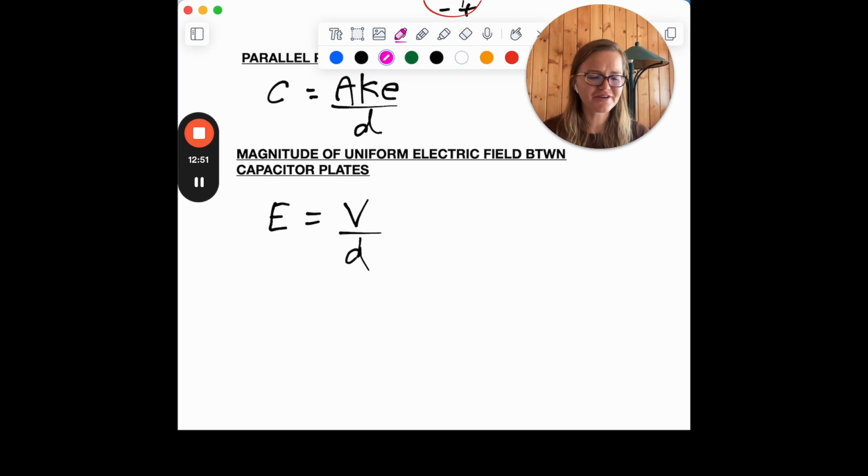What are going to be our units here? Well, we know that voltage is always measured in volts, and we know that distance is always measured in meters. So one way of expressing the units for our electric field would be in volts per meter.